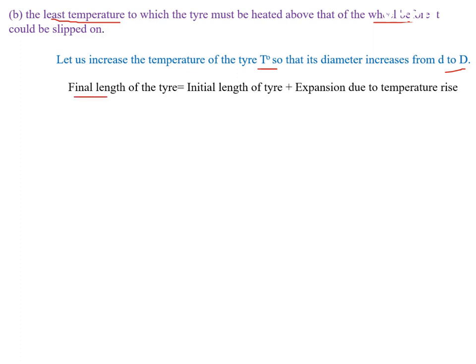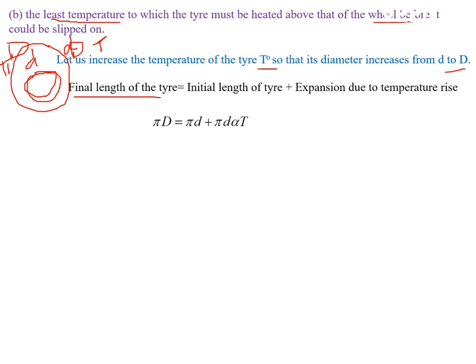Here the tire is expanding from small d to capital D due to the temperature rise capital T. So the final length of the tire equals the initial length of the tire plus the expansion due to the temperature rise. What is the final length of the tire? The final diameter is capital D. How do we calculate the length of the tire? It is nothing but the perimeter, which is pi D.